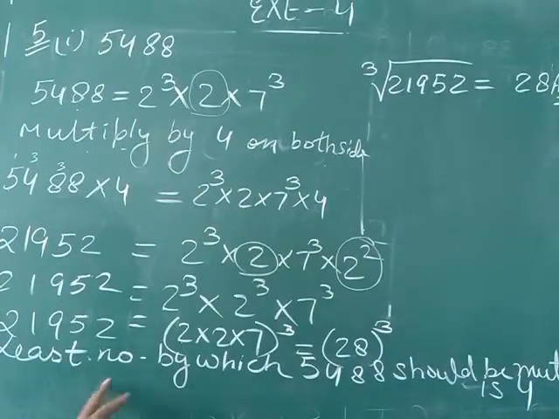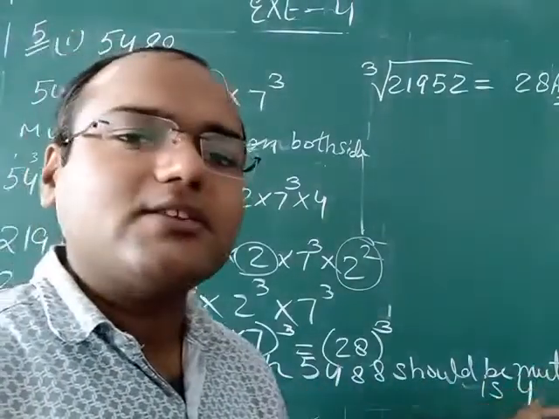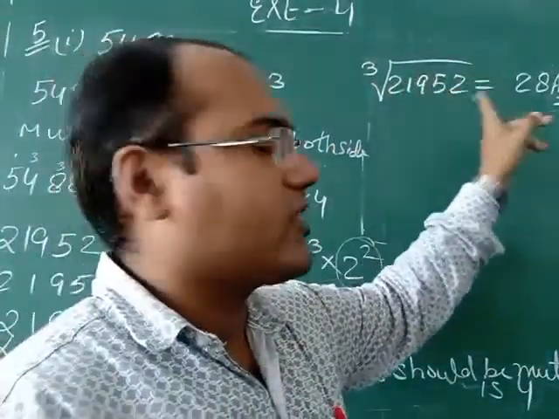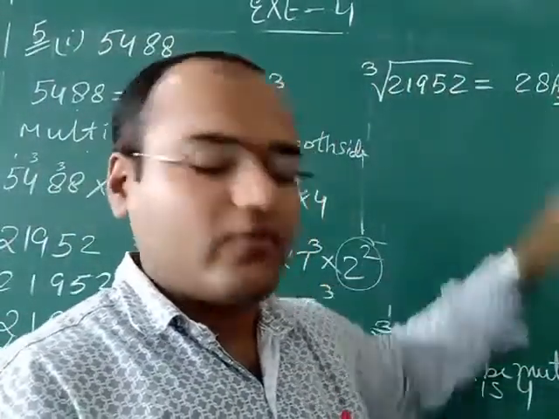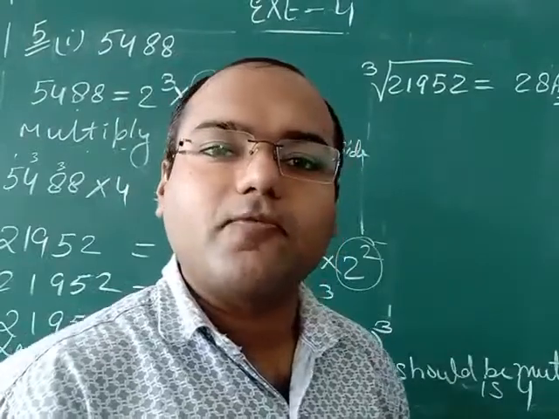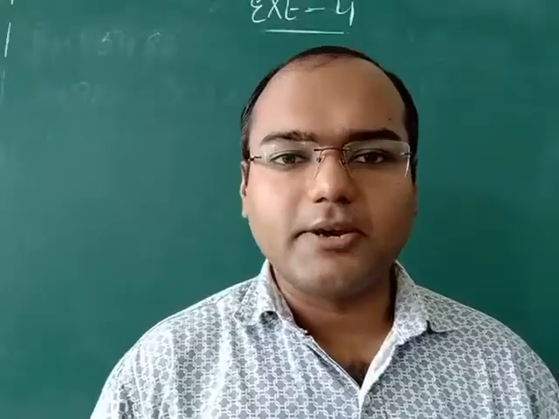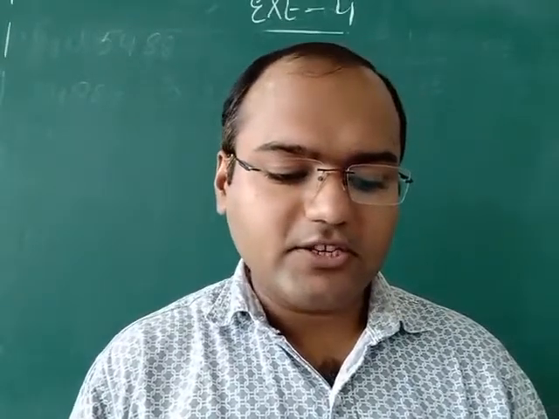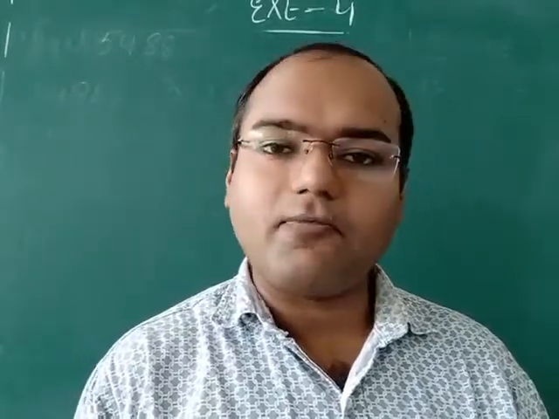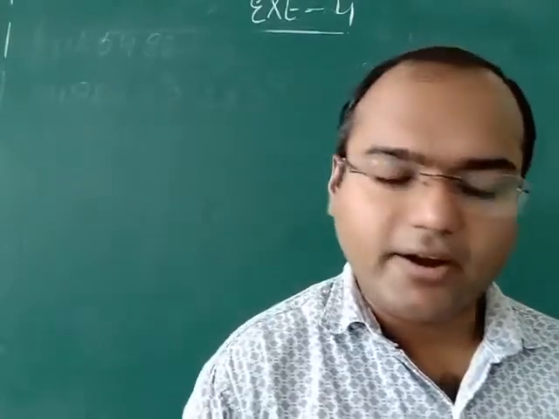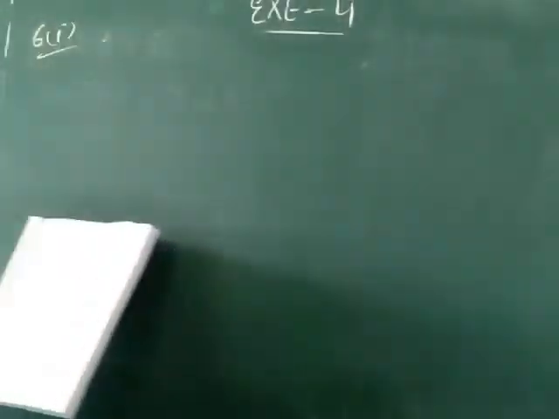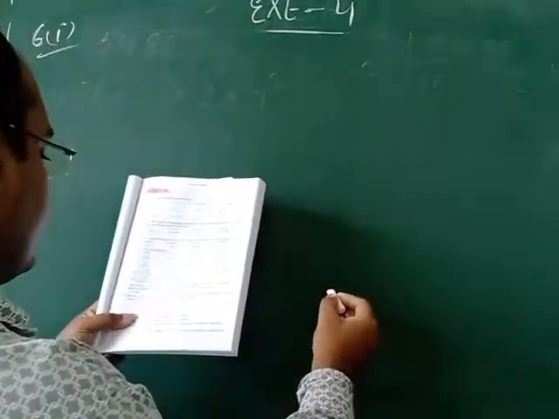First answer is this, least number by which this should be multiplied is 4, and second part he has cube root निकालो। तो cube root कितना आ रहा है? 28. So like this you have to do all the remaining parts of question number 5. Now come to question number 6. Find the least number by which this number should be divided to make a perfect cube. आपको इस बार डिवाइड करना है.